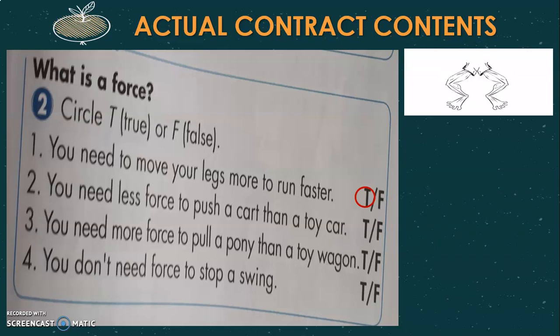You need to move your legs more to run faster, and this is true, as we can see here. In order to move faster, we need to bend and stretch, bend and stretch, bend and stretch, because the speed of the movement augments its motion, okay?